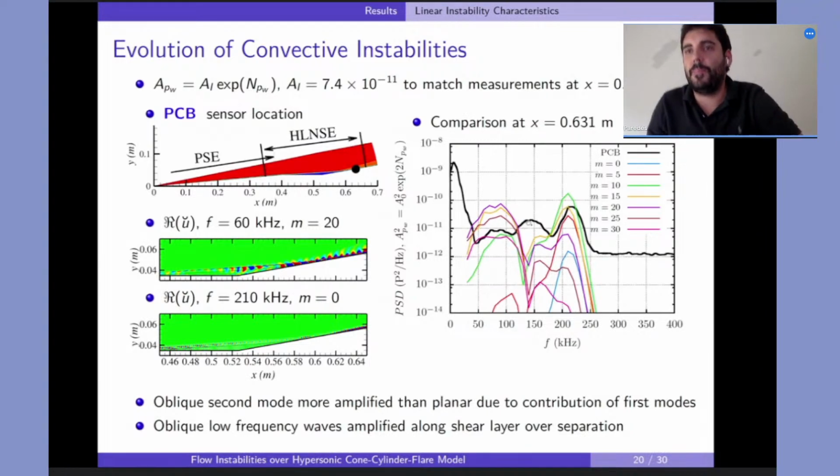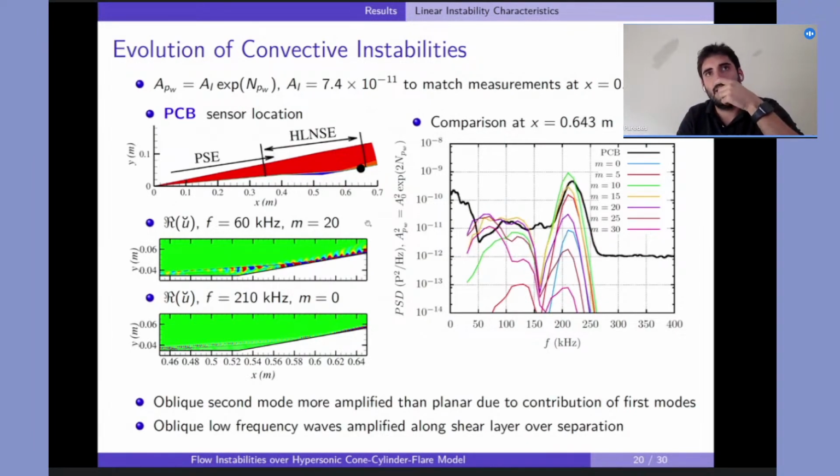So it seems that what we are seeing here is actually quite a good comparison, because this was a blind comparison. We are not using the experiment just to set up the initial amplitude and then seeing that we are predicting the same evolution of the disturbances. By the final measurement, we see actually a very good match of the prediction and the measurement. So now we can say that these oblique low frequency waves are amplified along the shear layer of the separation here, and that's why they measure them. So now we understand what the physical mechanisms are for those measurements.